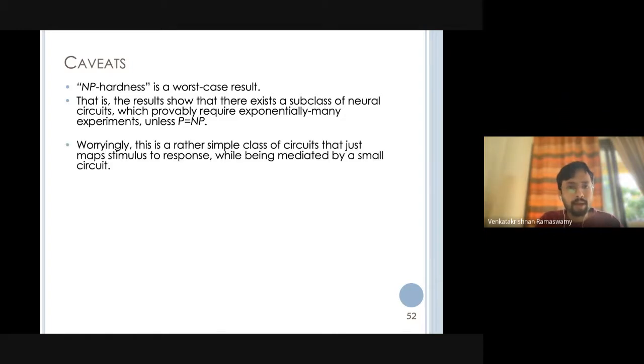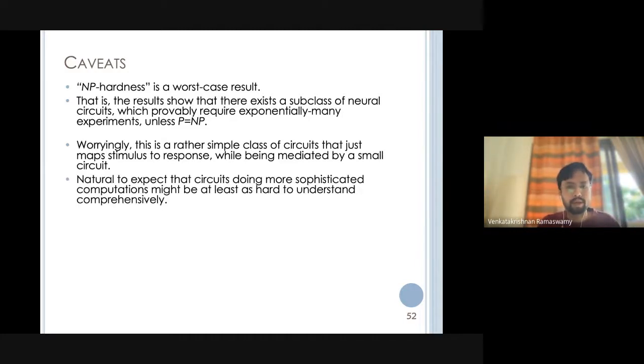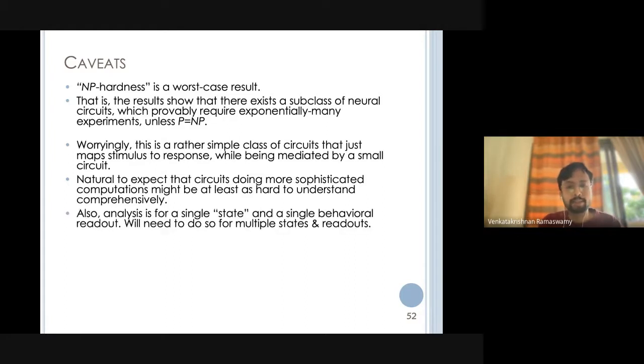Right? But so on the one hand, this is a rather simple class of circuits, right? So if you recall my reduction a couple of slides ago, it wasn't really doing any sort of complicated computation. Right? It was just taking your input and relaying it to your motor neuron. Right? And so on the one hand, you might expect that circuits doing more sophisticated computations might be at least as hard to understand comprehensively.